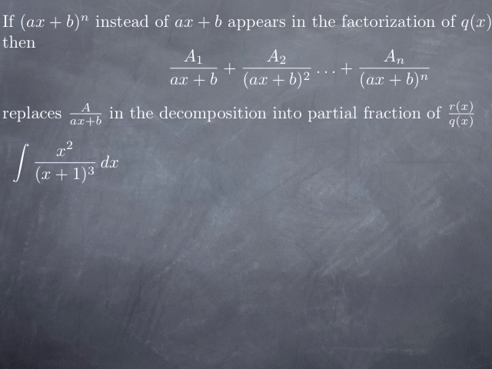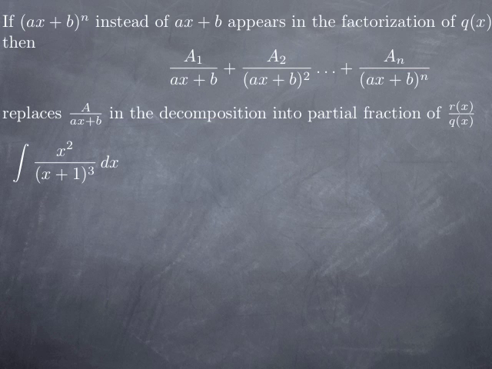So let's look at an example. Let's say we want to integrate x squared divided by x plus 1 cubed. So here the bottom is already factored for us, and there's only one repeated linear factor. Right? So we have a zero, which is -1, of multiplicity 3. And we don't have to do long division to start with, because the top is of degree 2 and the bottom is of degree 3.